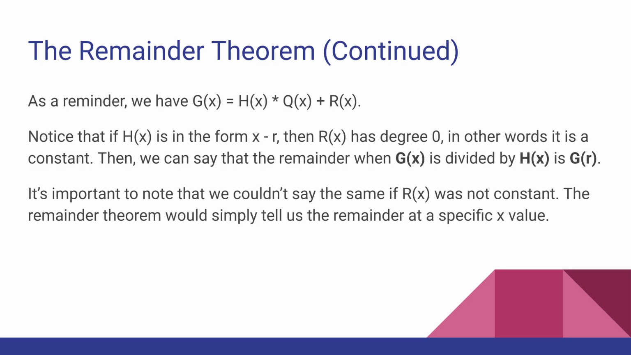Also, we can even say this if r of x is not constant. For example, if r of x was not constant, then g of r would be r of r. So we could have g of r equal to 3, but that does not mean that r of x equals 3, but r of r would equal 3 after we substitute x.